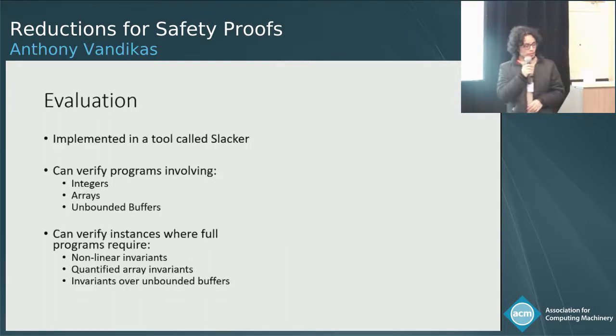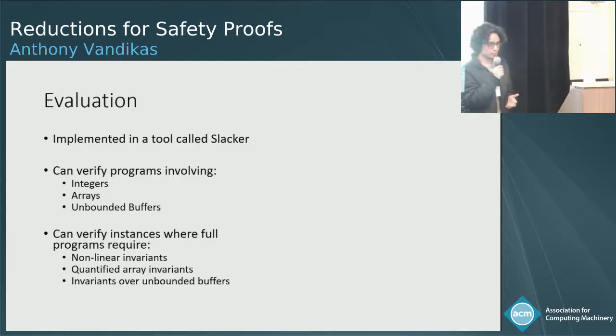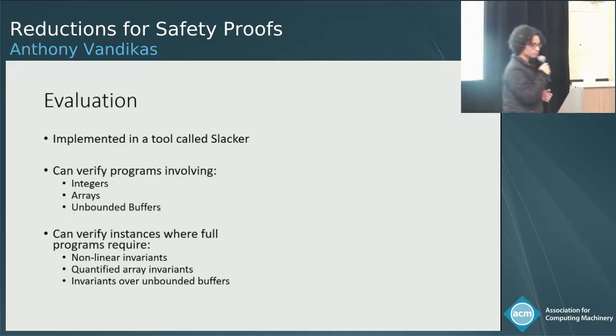So finally, we have evaluated our tool, or we implemented our method in a tool and evaluated it. The tool is called Slacker. Slacker can deal with integers, arrays, and unbounded buffers between different threads. And we have successfully tried it on numerous examples that would normally require invariants that are beyond what normal program verifiers can handle, including nonlinear invariants or quantified array invariants.